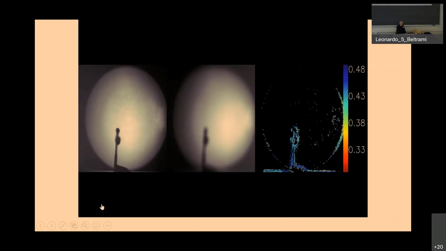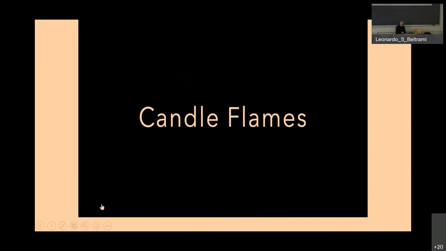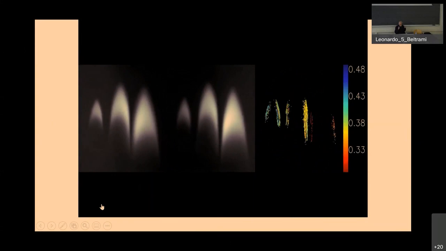You see? So what you see here is this. These are the two images, defocused, and one computes the depth map. This is meters. We hope in the future to go to meters. Candle flame. By the way, this is very difficult to do with certainly time of flight and even with stereo vision, but this is easy to do with moving objects with this.